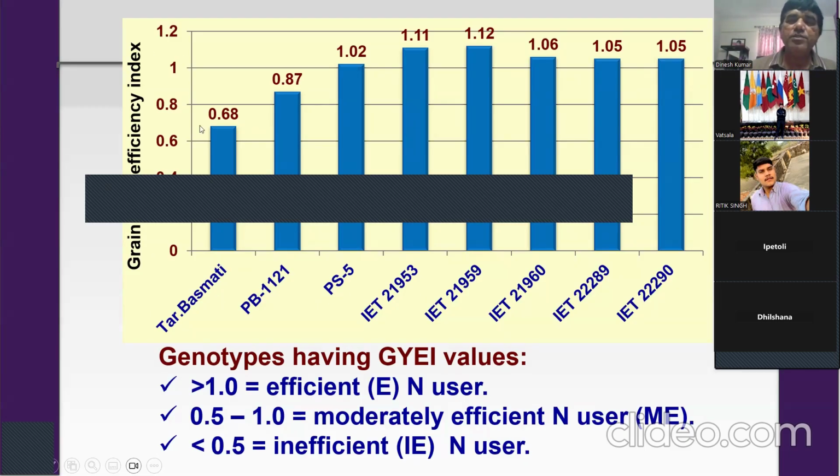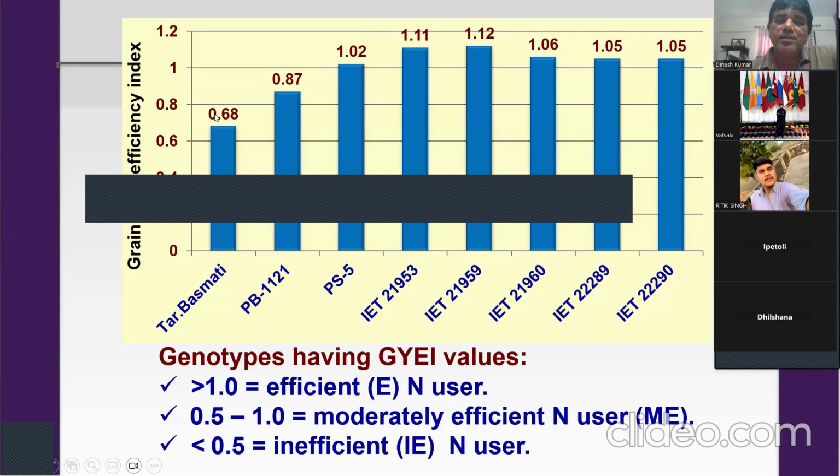And on the y-axis you have yield. And these were worked out. You can see this Taravadi Basmati was found to have the lowest value of grain yield efficiency index, 0.68, and then 0.87 for PB 1121, and so on. So this is how we can find out. We can see these are inefficient. This is moderately efficient, and more than one means they are efficient.